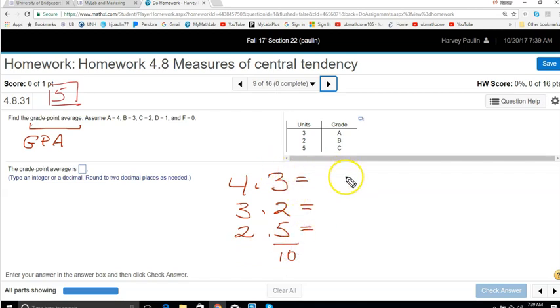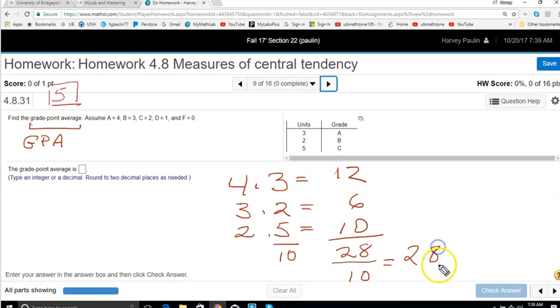But what would be then our GPA? So we're going to multiply this and get 12. Multiply this and get 6. Multiply this and get 10. Add this up now and get 28. But we're going to divide this by 10. That's the number of units he was taking or she was taking. So our GPA then is 2.8, which is like a C+.